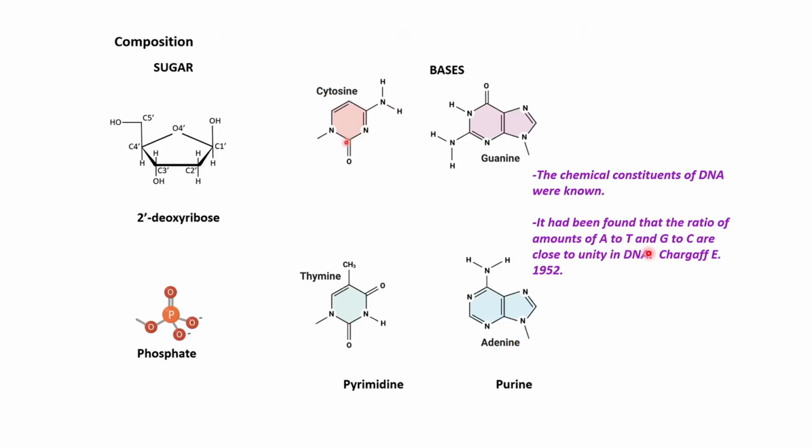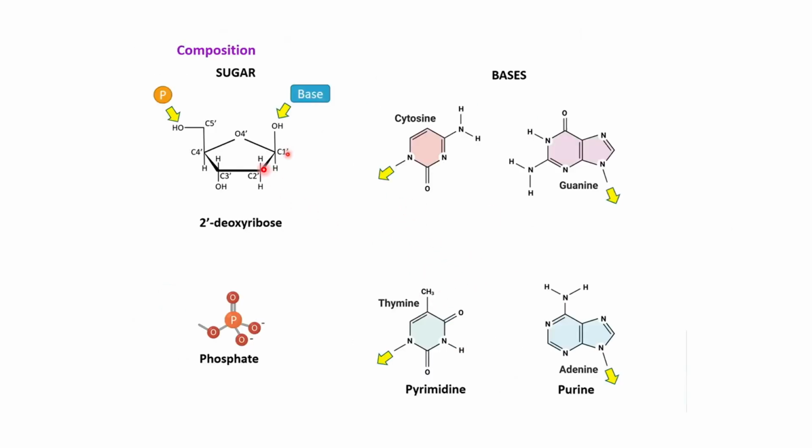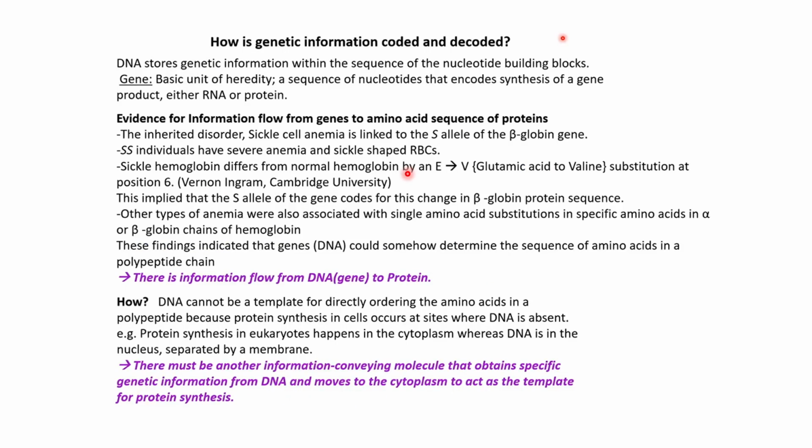According to Chargaff's rule, Chargaff was a scientist who observed that the amount of adenine to thymine and guanine to cytosine are similar. So the guanine-cytosine ratio and the adenine-thymine ratio are similar to each other in a single DNA molecule. It is a ratio of 1:1 in the DNA molecule. So this is the information regarding the DNA molecule.